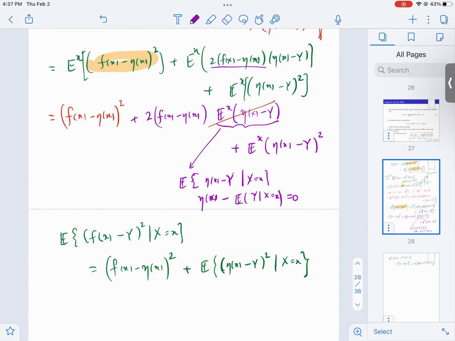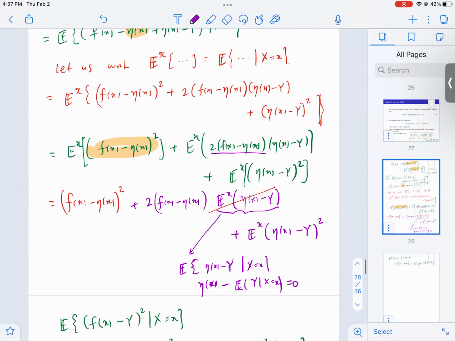Does that sound good? It was a little bit tricky, but not too much. Okay, we just added and subtracted, and the cross term vanished. So go through this argument. It's not the main thing that I want to argue, but it's good to do as an exercise.